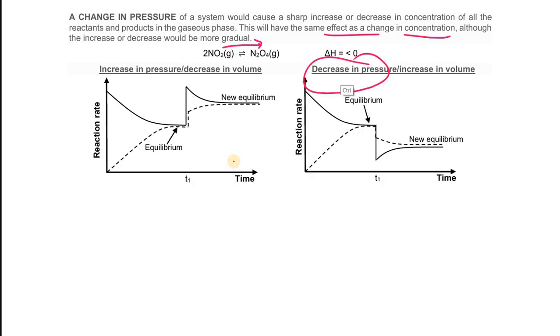Then similarly, if you decrease pressure there, which reaction are you going to favor? You're going to favor the reverse, and since we favored the reverse, you see that's why the reverse is at the top.